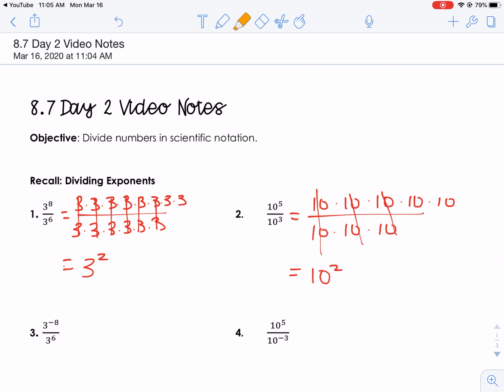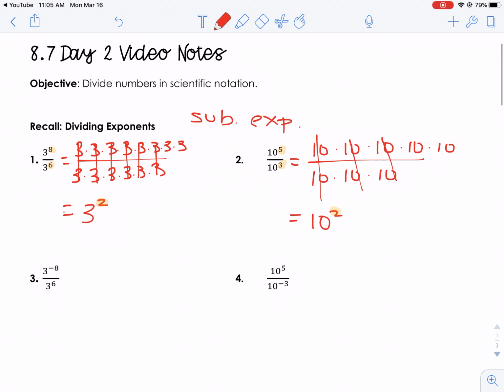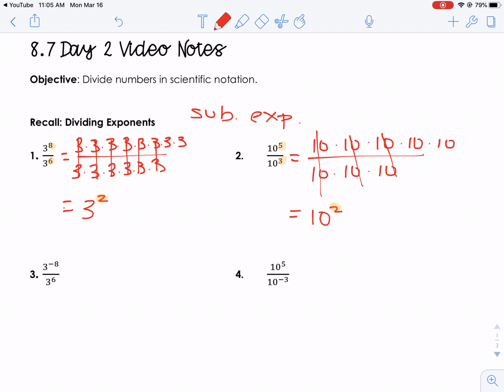Okay, so we can look at our rule for this. When we have division with powers, the exponents are getting subtracted. So 8 minus 6 gives us 2, 5 minus 3 also gives us 2. So we want to think about the rule of subtracting the exponents. And we can apply that to problems like number 3 and 4. Even though we have negative exponents, we can apply the same rule. Your base stays the same, and your exponents are getting subtracted.